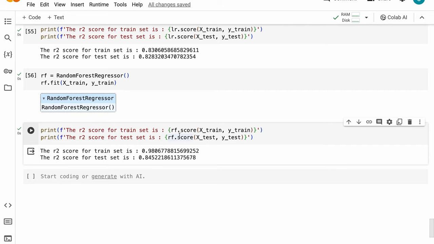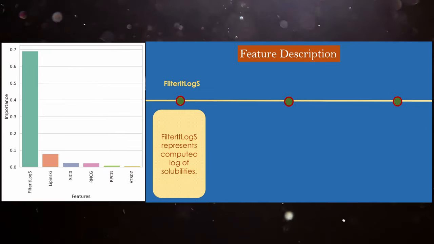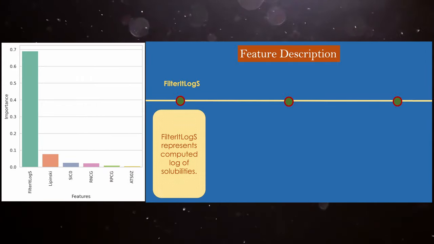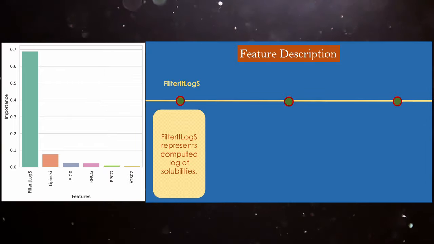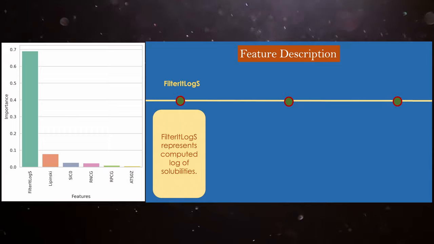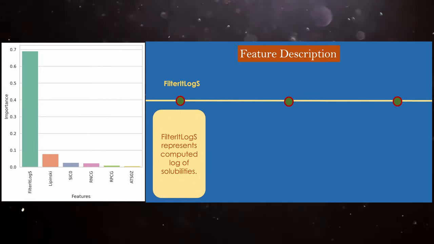We can further go ahead and analyze our descriptors and see whether these features hold well with a qualitative understanding of chemistry. So we have seen that filter log S was the most important descriptor, and it represents the computed log of solubilities. And what we are trying to do here is predict the Mayer log of solubilities, and obviously these computed log of solubilities are gonna have a huge impact on these Mayer solubilities. So its inclusion as the topmost descriptor is not unreasonable.